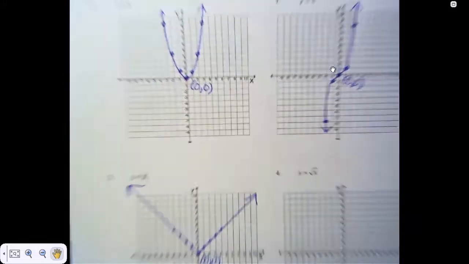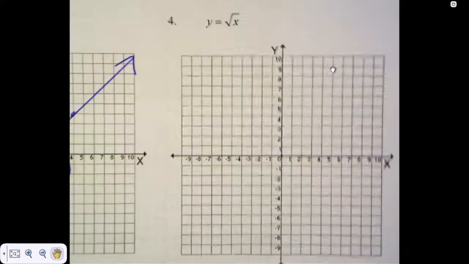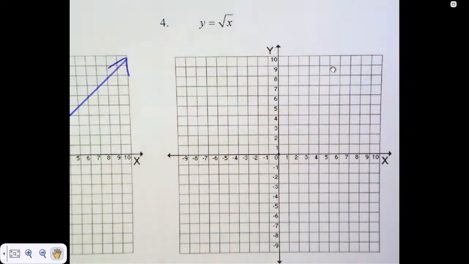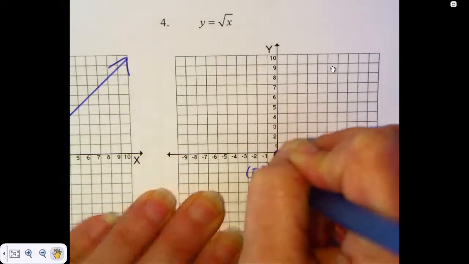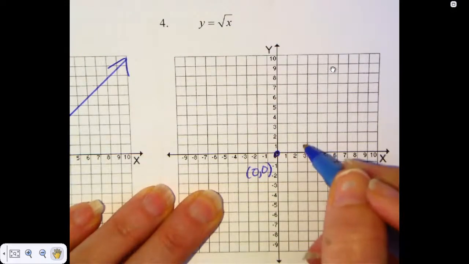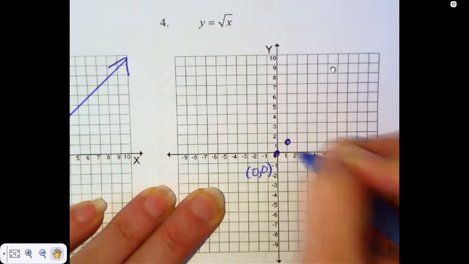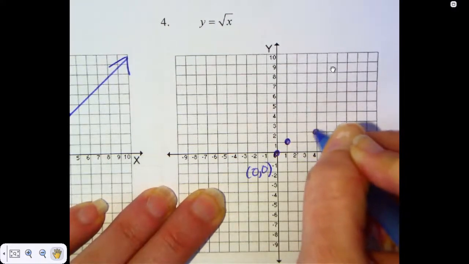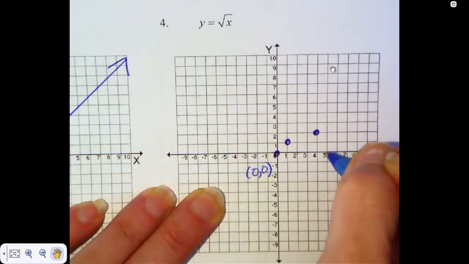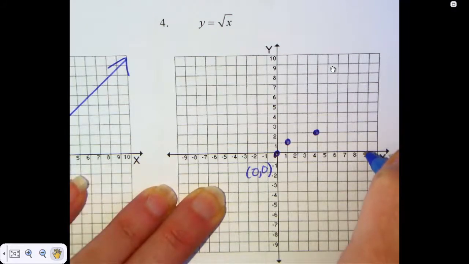All right, so let's zoom in to the square root of x. And again, it's the same idea. We're going to think about numbers. The square root of 0 is 0. There again, we have an anchor point of 0, 0. The square root of 1 is 1. Plot 1, 1. I do not know the square root of 2 or the square root of 3, so we skip that. We move to 4. The square root of 4 is 2, so I plot 4, 2. I don't know the square roots of 5, 6, 7, or 8, but I do know that the square root of 9 is 3. So I plot 9, 3.